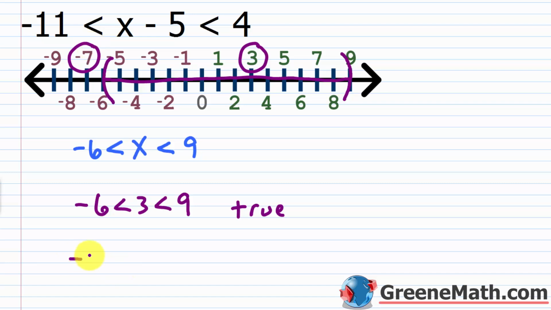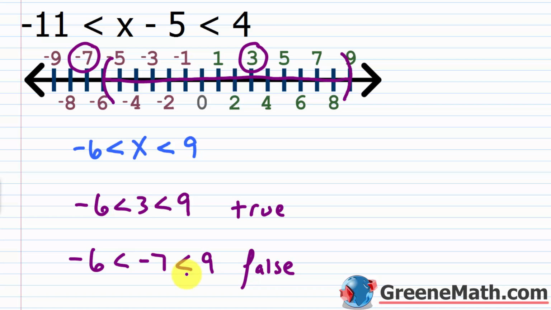So let's say we did -6 is less than -7, which is less than 9. Okay, is that true? Is -7 greater than -6? Nope, that's false, right? So you can mark the whole thing as false, even though you could say that -7 is less than 9. That part's true. But the whole thing's got to be true. It's got to be larger than -6 and also less than 9.